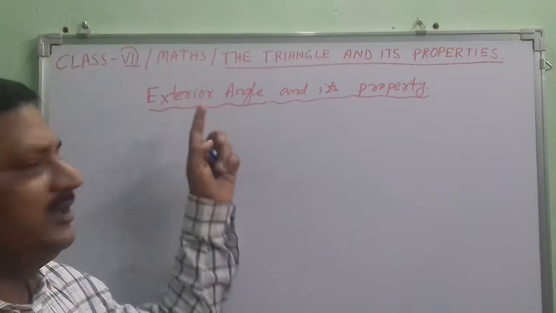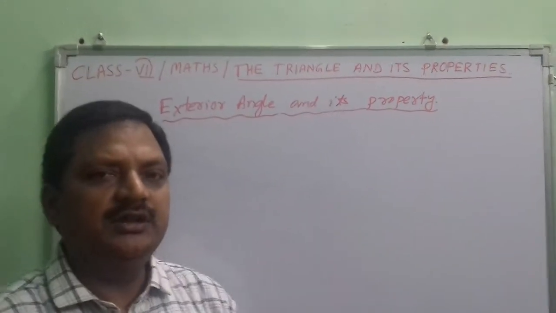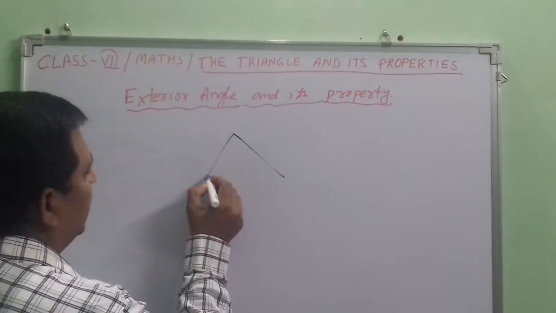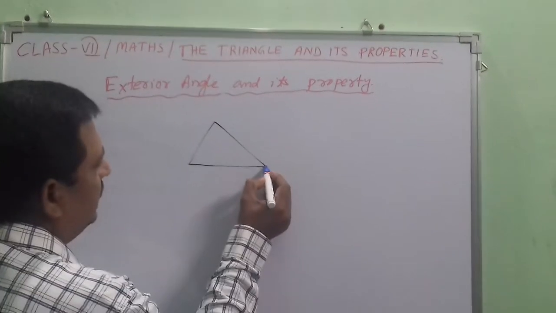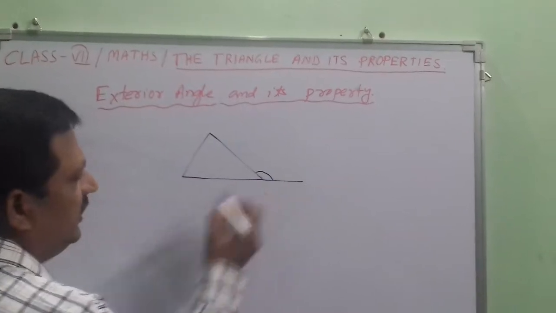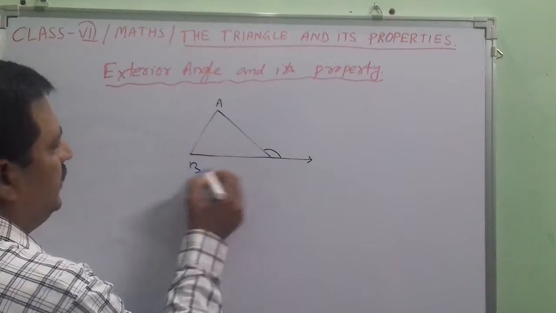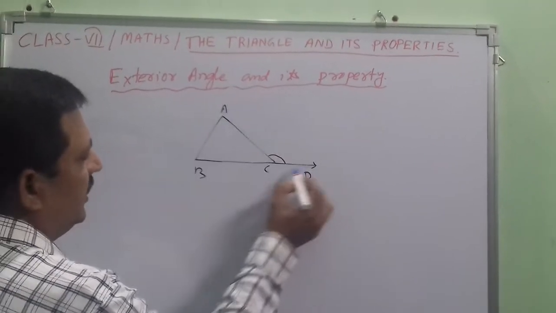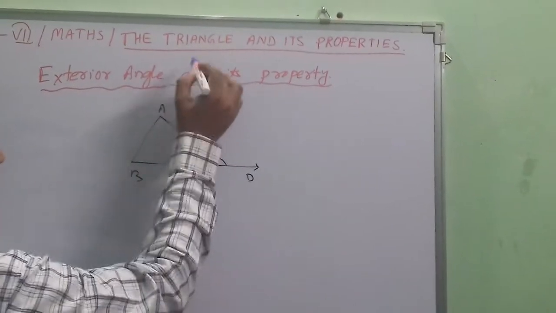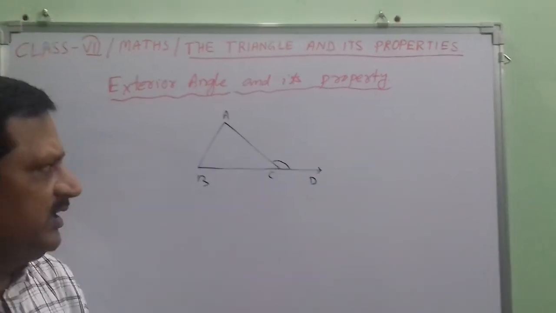Now let's understand about exterior angle. You know, in a triangle we have three exterior angles. If this is one triangle, if I extend one side, I get this angle. This is one exterior angle. A, B, C, D. So angle ACD is an exterior angle. Similarly, if I extend any side, I will get different exterior angles.